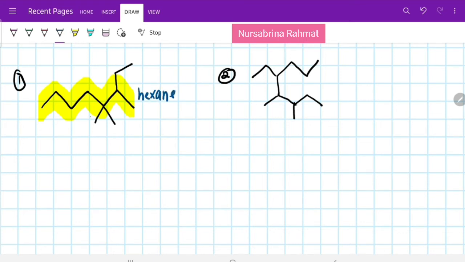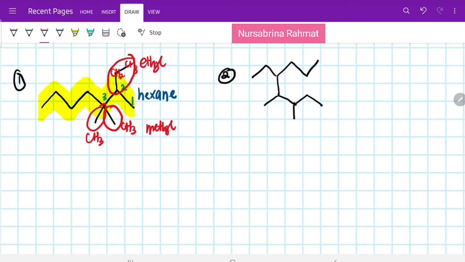There are 3 substituents, at carbon number 1, 2, 3. The first substituent is at carbon number 2, which is your ethyl, because CH2 and CH3 make ethyl. And at carbon number 3, there are two identical substituents, here CH3 and another CH3. So that means at carbon 3, you have 2 methyl groups.